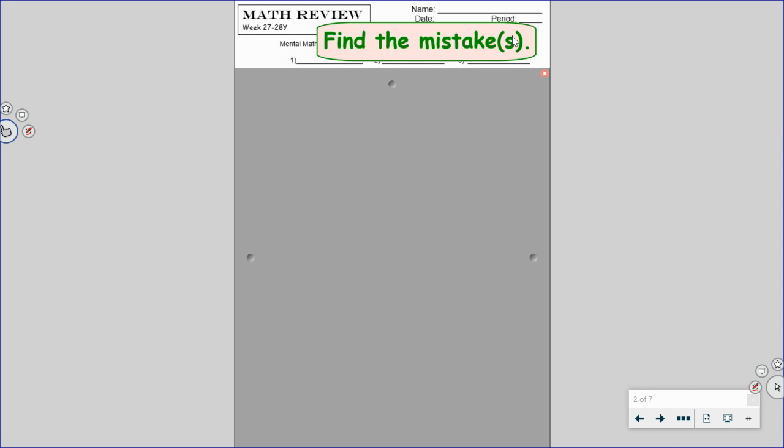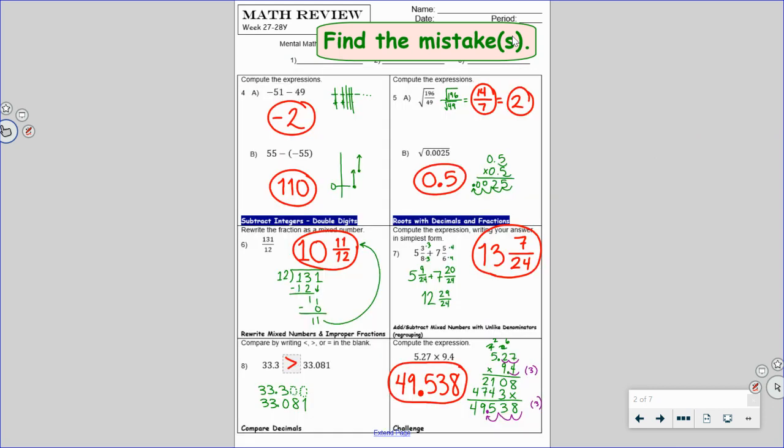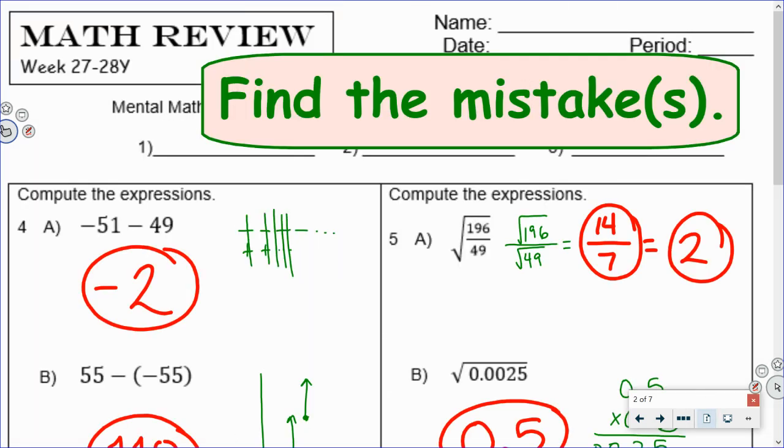I have put at least one mistake on here, so pause your video, come back when you're ready to check. All right, folks, now that you're ready, go ahead and take a look. There is at least one mistake, if not more. So pause your video, check for mistakes, come on back, and I'll zoom in.